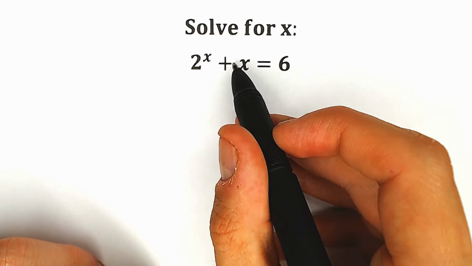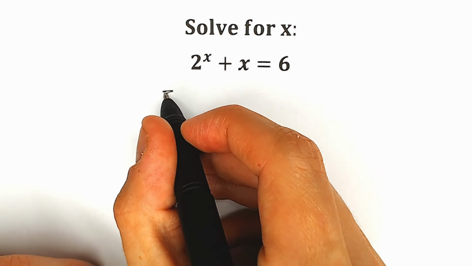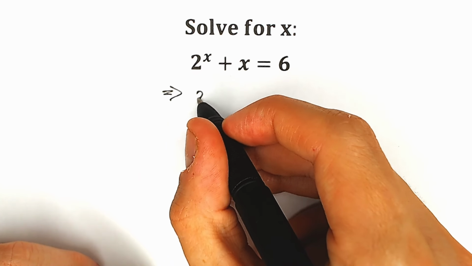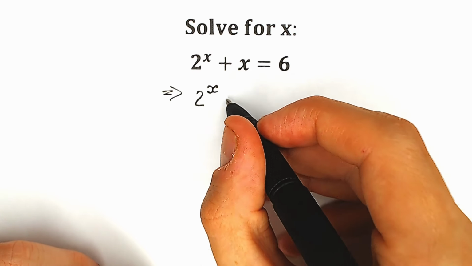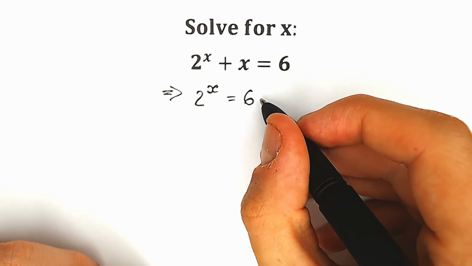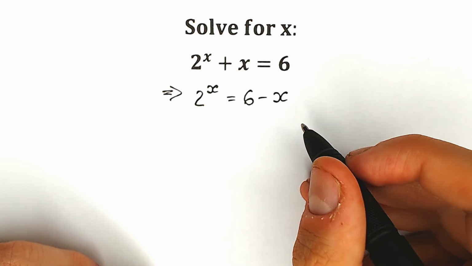So first of all, let's subtract x from both sides. As a result, on the left side we will have only 2 to the power x. On the right side we will have 6 minus x. This is our first step.